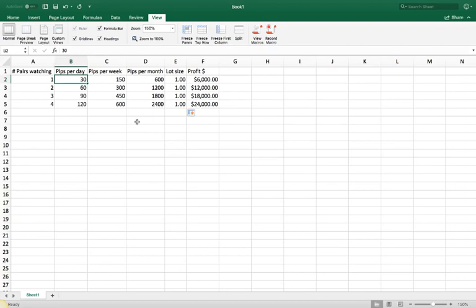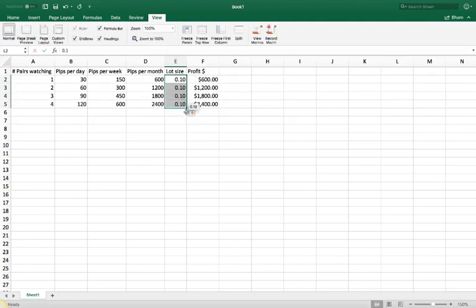Because really, it's not about getting the most pips. It's really about finding quality setups, improving your accuracy and consistency, and being able to get your 30 to 50 pips every single day, okay? So now I'm going to just do this with a different example.